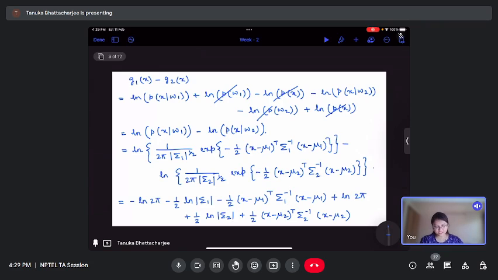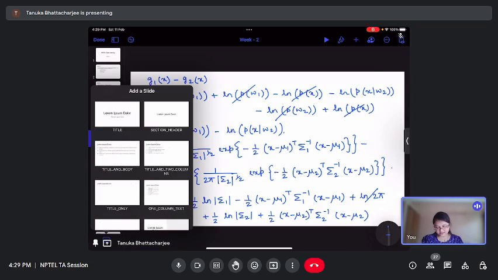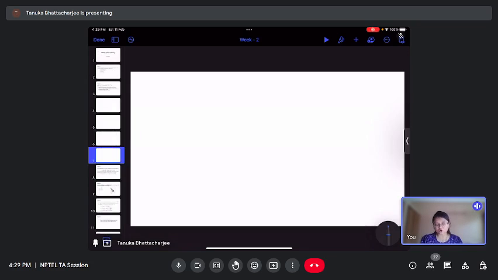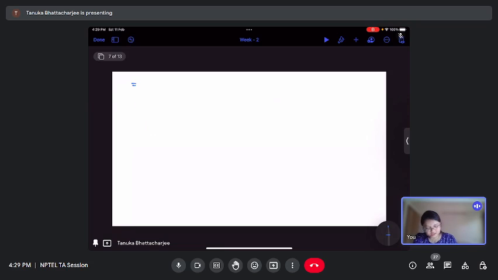Now you have to simplify, so the 2 pi ln 2 pi terms cancel. Other than that, we've already calculated the value of mu 1 as 2.1, mu 2 as 8.1, and we have also computed sigma 1 and sigma 2. We will just have to compute the inverse and determinant of those. If you put all those values, I am not doing the detailed simplification for this, finally the expression that we will get is something like this.